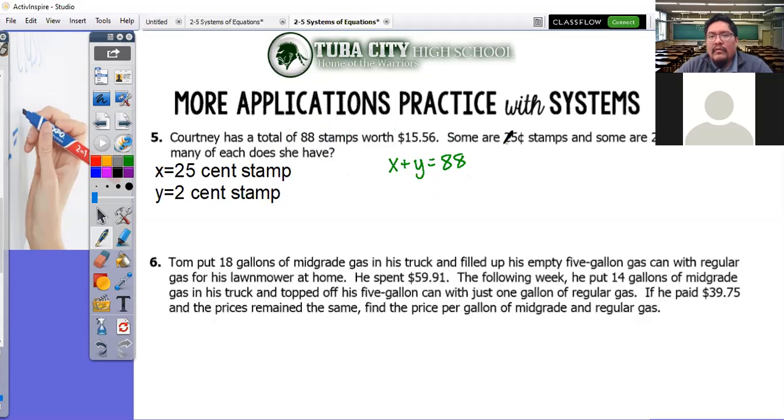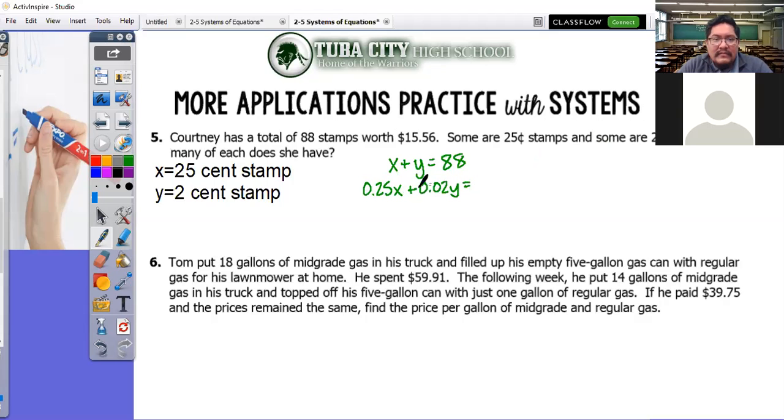Okay, so next is the value. Here we have 25 cents, and this one's a bit of another tricky one because we'd have to convert this to a dollar amount. If I told you to write 25 cents in terms of a dollar, it would probably be something like this. And over here, we have y equals our 2-cent stamp.